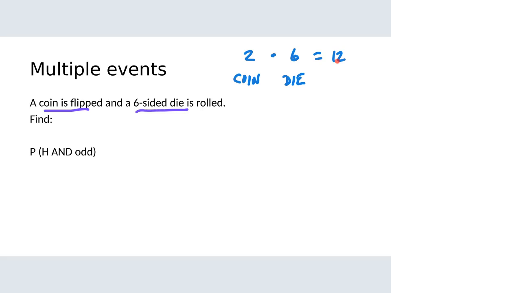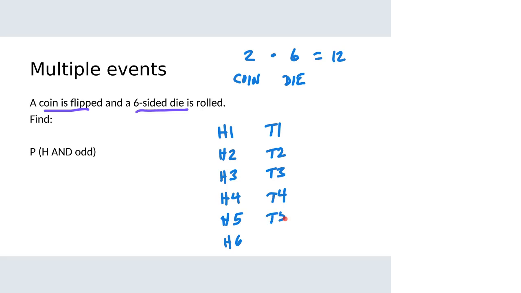All right, let's see if we can list those then. Well, I could get heads with a 1, heads with a 2, heads with a 3, heads with a 4, heads with a 5, heads with a 6, tails with a 1, tails with a 2, tails with a 3, tails with a 4, tails with a 5, and tails with a 6. I knew I needed 12. Kind of nice to do this ahead of time to know that once I list out 12 different things, I've got them all.